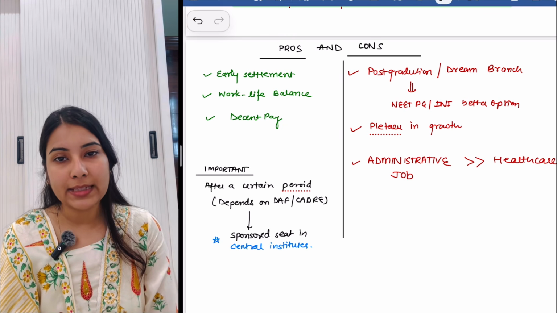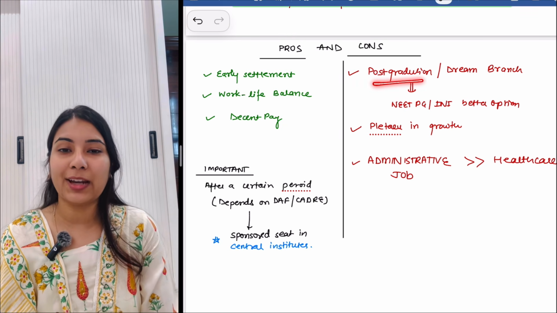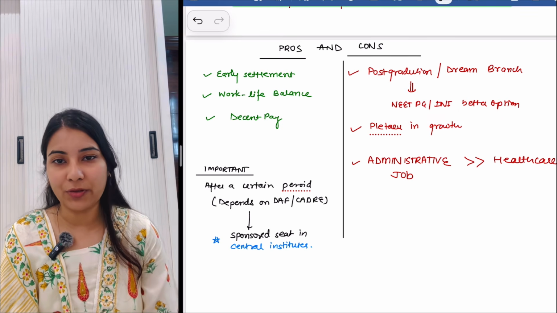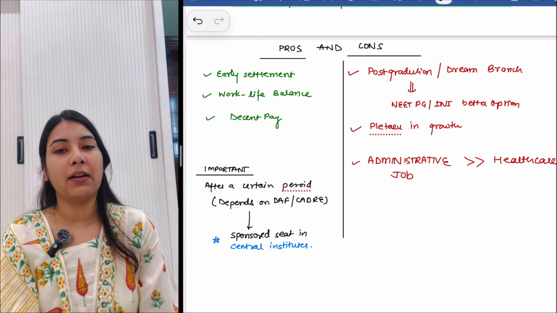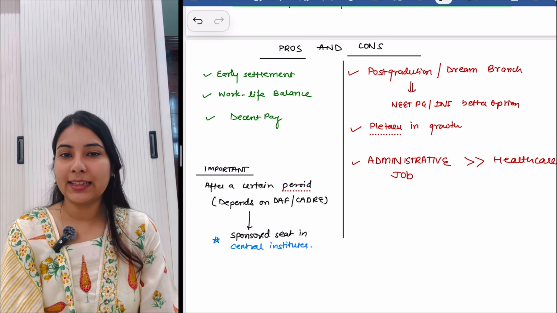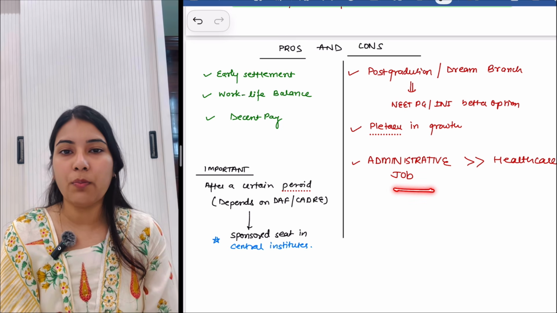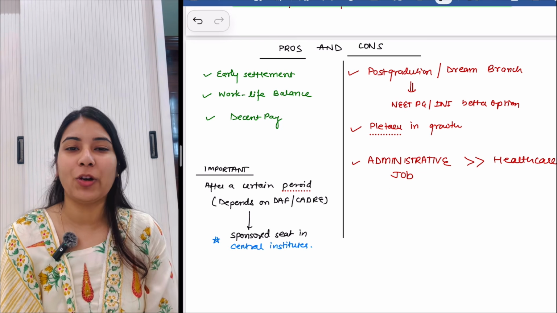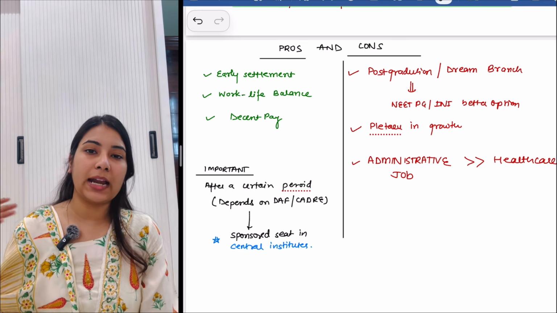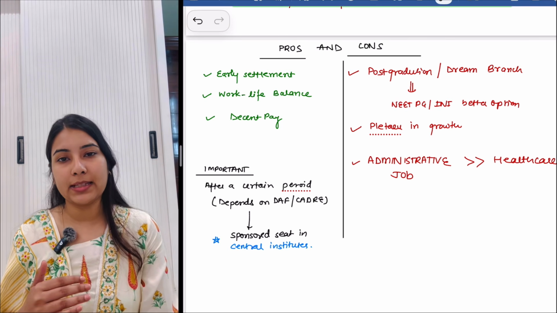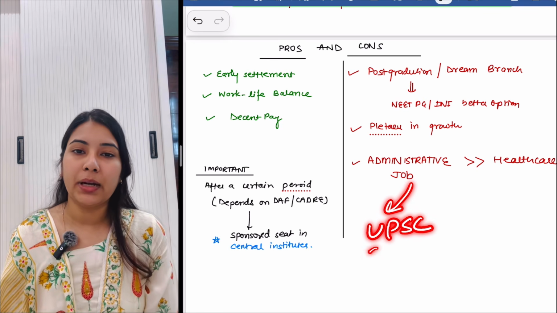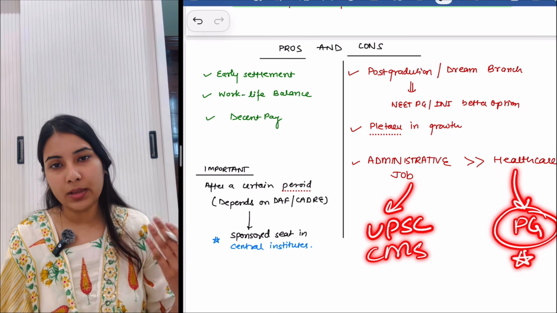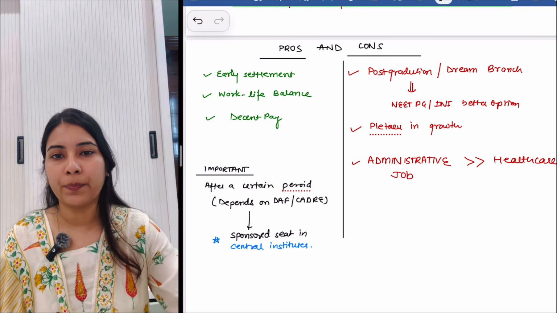Then the cons for UPSC CMS. So if you want to do post graduation and you already have a dream branch, then NEET PG and NICET is always a better option for you. Then another con is that you have a plateau in growth. Then another thing is that it is an administrative job more than a healthcare job. So it may be a pro and con depending on what do you want in life. So if you are looking for an administrative kind of job, then UPSC CMS is a win-win for you. But if you are not looking for that kind of a job, you want to do post graduation, then NEET PG and NICET are better options for you.